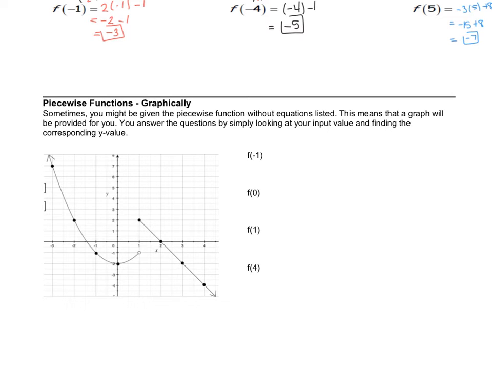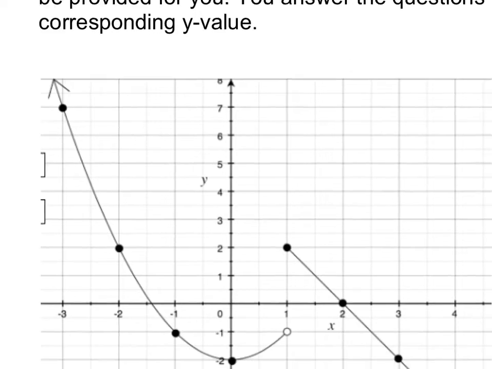So here's how we evaluate a piecewise function graphically. Sometimes you might be given the piecewise function without the pieces or equations listed. This means that a graph will be provided for you. You answer the questions by simply looking at your input value and finding the corresponding y value.